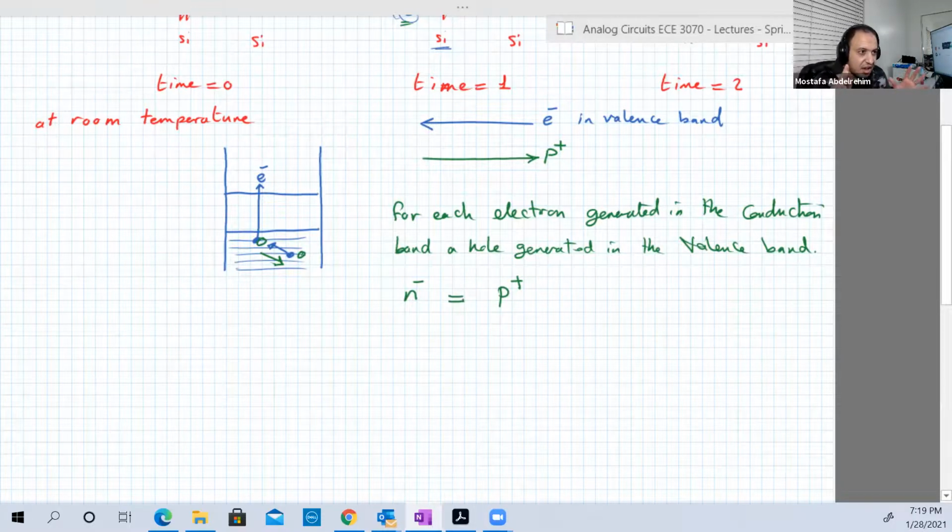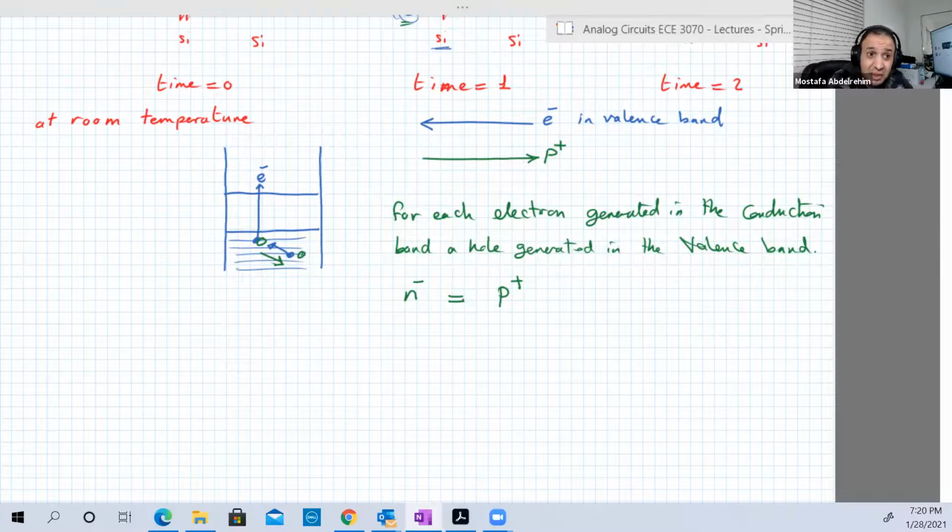If you have 100,000 electrons per centimeter cubed, you must have 100,000 holes per centimeter cubed. Sorry, cube, not squared. I keep making this error. It's a cube, not a square. So if you have 1,000 electrons per centimeter cubed, you will have 1,000 holes per centimeter cubed. Okay, so all the time n equals p.